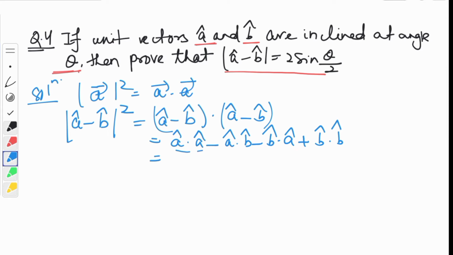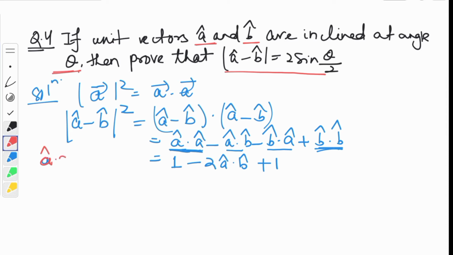So a dot a, both are unit vectors, that means we'll write over here 1. Now a dot b minus b dot a, same, since it is the commutative property. So we'll write now minus 2 a cap dot b cap, again plus 1. Children, understood why I'm writing 1 for b cap dot b cap? How are we getting 1 over here? Let me write it, if you don't remember the thing.